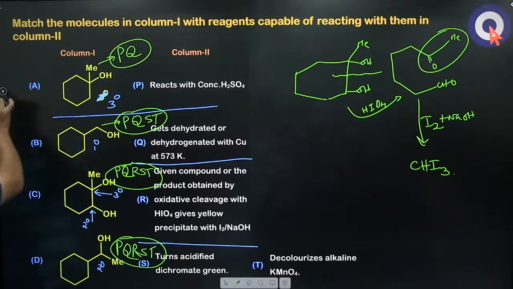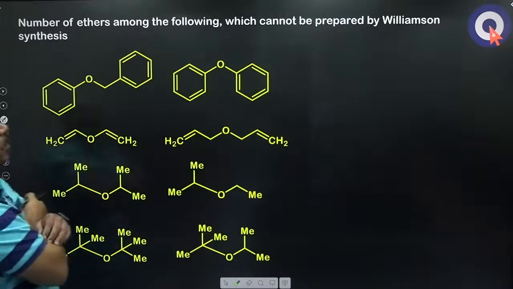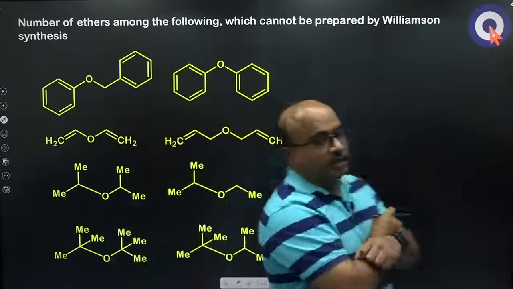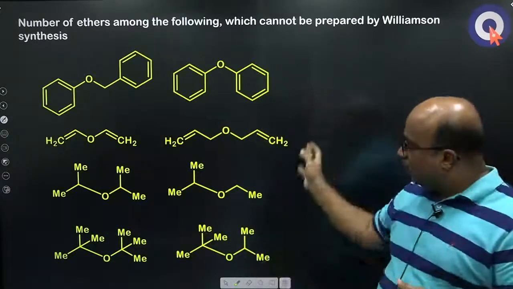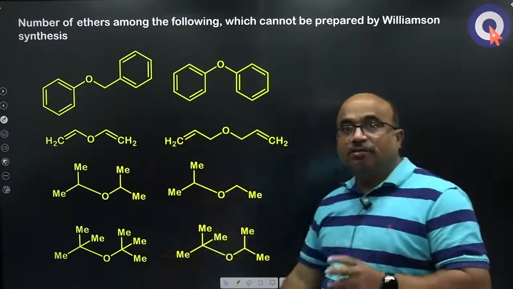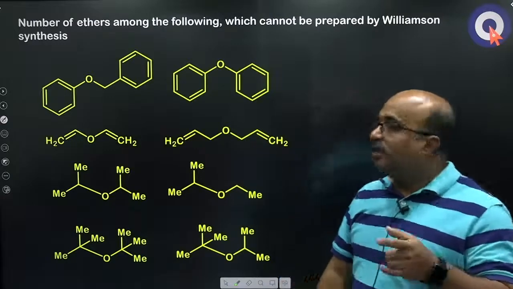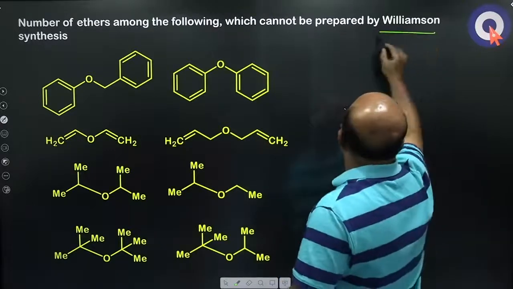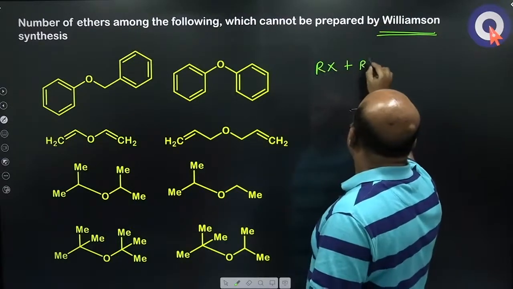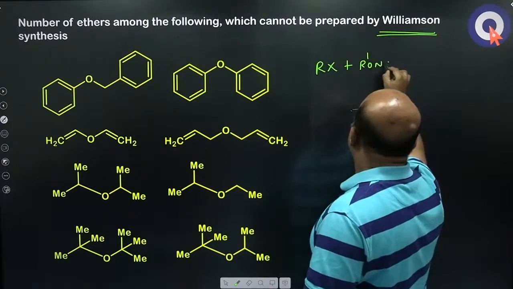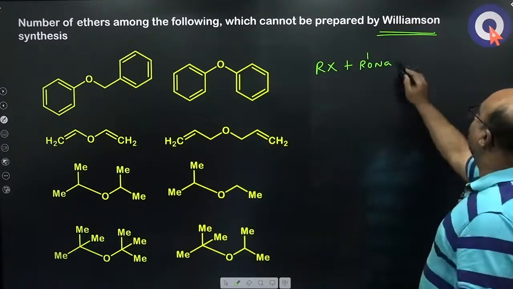And coming to the next. In which of the following cases, all these are ethers, can you not prepare by Williamson synthesis? So what does Williamson synthesis say? Williamson synthesis says alkyl halides are treated with sodium or potassium alkoxide, and will form ethers.